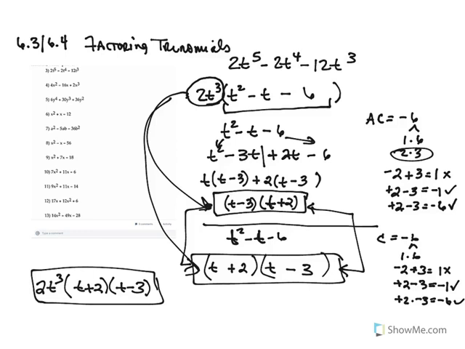All right. Now, if you have t minus 3 times t plus 2, like written in the order like this one, that's still correct, okay? Because multiplication is commutative. So as long as the actual factors are correct inside the parentheses, the order is fine. All right, let's do another one.